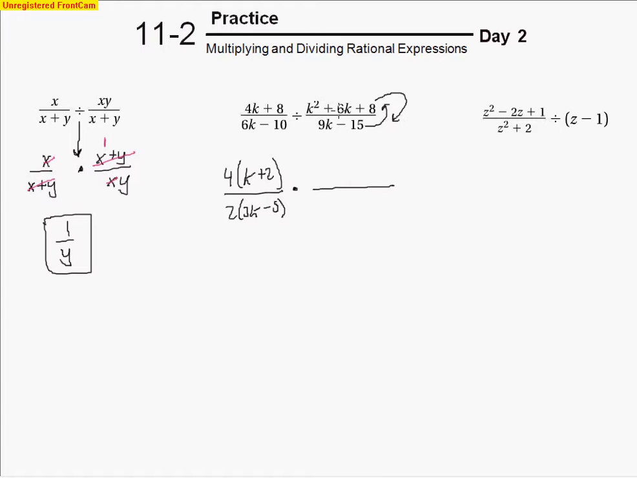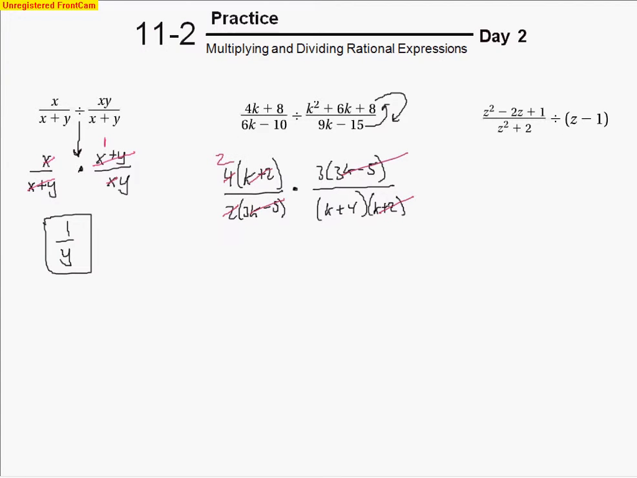So as I do that, I'm going to factor. So I look for the common factor here. I see 3, so it's going to be a 3k minus 5, and then over here this is a trinomial that will end up factoring to k plus 4 and a k plus 2. So once I've done that, now I can go ahead and start reducing. So the 3k minus 5s will cancel out, the k plus 2s will cancel, 2 goes into 4 2 times.